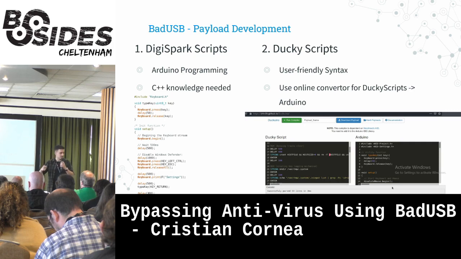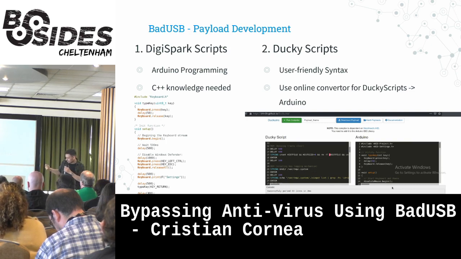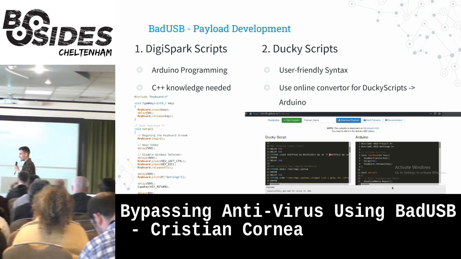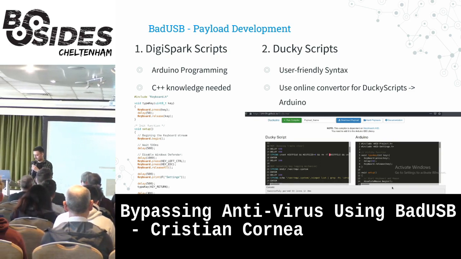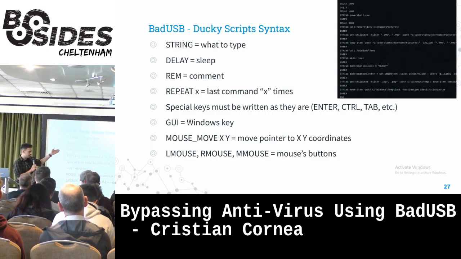we can use something like Ducky scripts. Ducky scripts are basically used for rubber duckies, and they are very, very simple to use. They have a very simple syntax, and we can use a tool like Duckuino, I think it's on GitHub, so it's open source, to convert from Ducky script to BadUSB script, and then just put everything in an Arduino compiler, and that's it. And when I say simple, it's that simple.